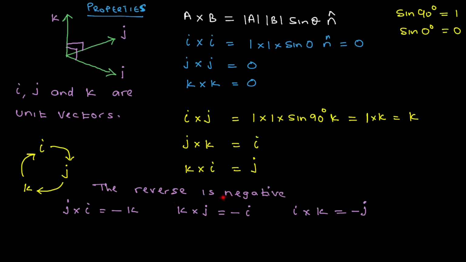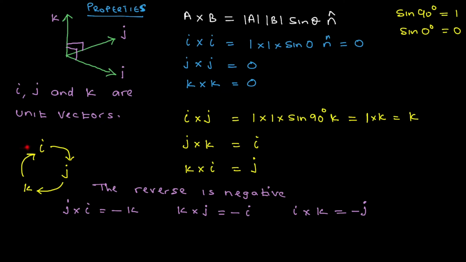But if we do the reverse, if we do i cross k, you're going to get minus j because you're going in reverse. i cross k is minus j. k cross j is minus i. Let's say j cross i, you're going to get minus k. So that's what happened. Because you've done it in reverse, you get negative. If you do k cross j rather than j cross k, you get minus i. If it's j cross k, you get i.